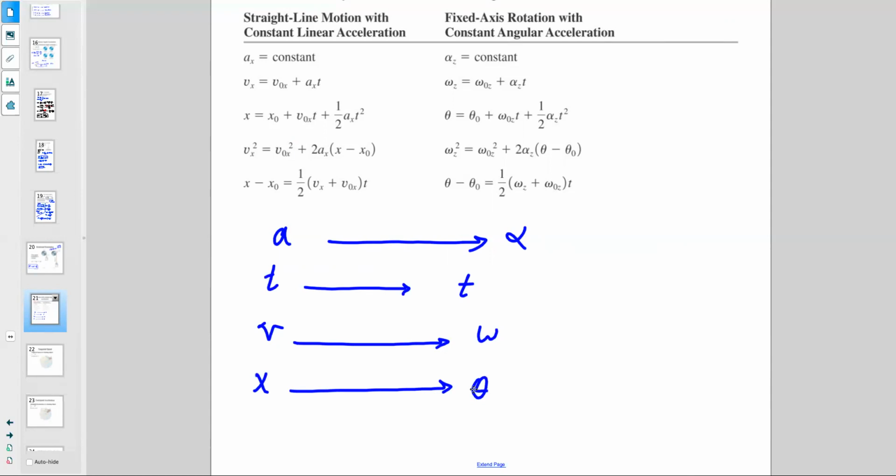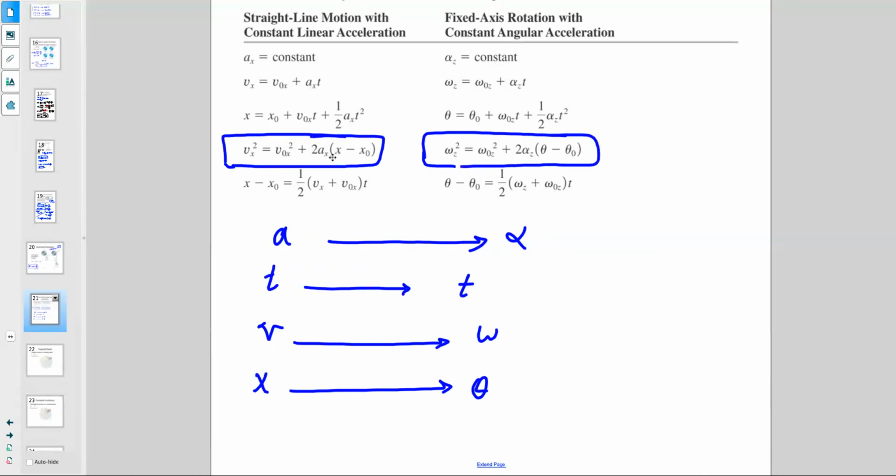We know the formulas for linear motion with linear acceleration, so we can transfer all the formulas that we have. Remember this? This is the time independent formula that we had in the first few chapters. I can write it the same, but instead of v, I use omega, and instead of x, I use theta.